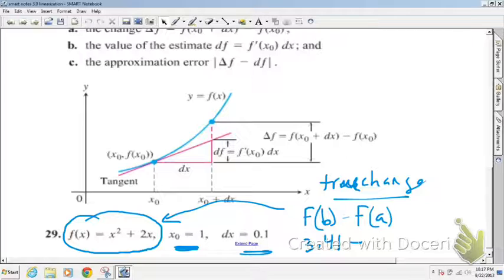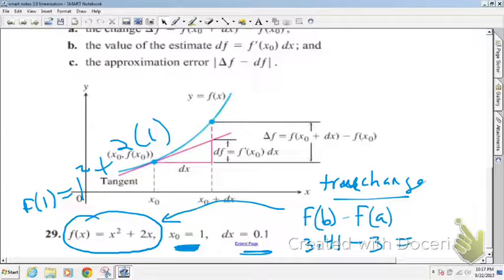And then, minus the function evaluated at a. So minus the function evaluated at 1. Well, f of 1 is equal to 1 squared plus 2 times 1. So that's 3. So 3.41 minus 3, that's 0.41. So the true change, the answer to part A, the true change in values is 0.41.